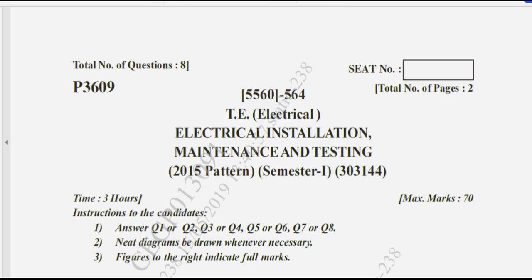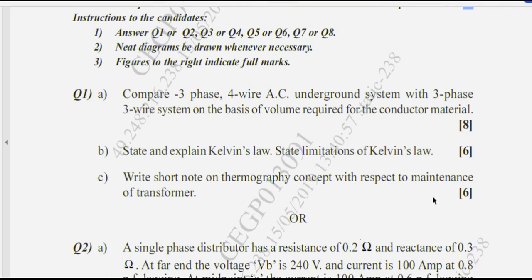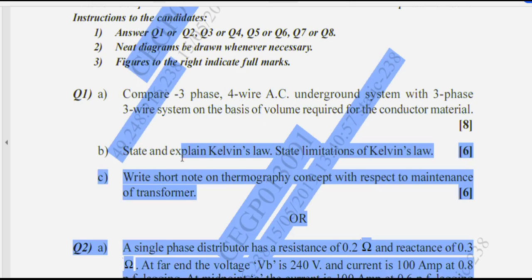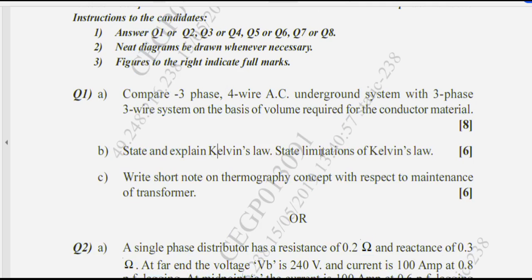In the third exam question paper of 70 marks, they have asked the comparison of the 3-phase 4-wire AC system with underground and the 3-phase 3-wire system on the basis of volume of conductor metal required. We are interested in the underground, so you have to derive for the underground system. Here they have also asked to state and explain Kelvin's law and state its limitations. This question was already covered in the end semester exam.